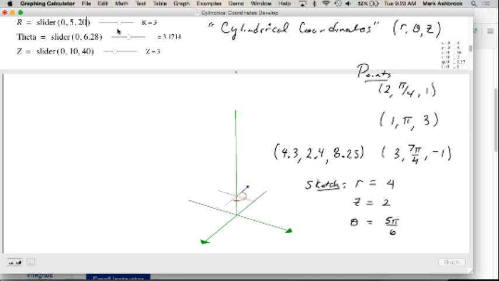R equals 3. 7 pi over 4 is in which quadrant? Fourth. Like that. And then z equals negative 1. Down below the XY plane. So down below, right? Would that be that point there? Questions on just points, plotting points?